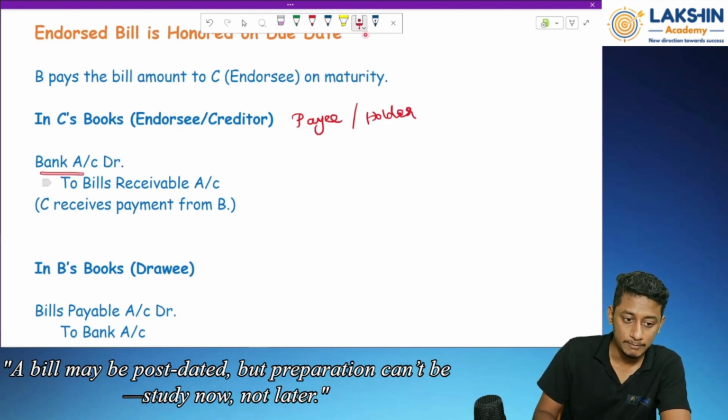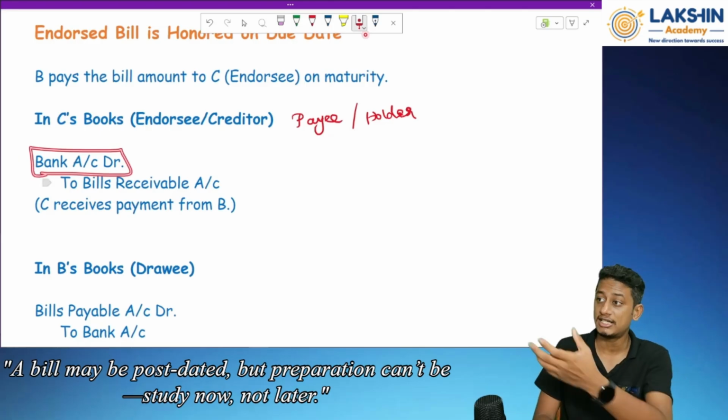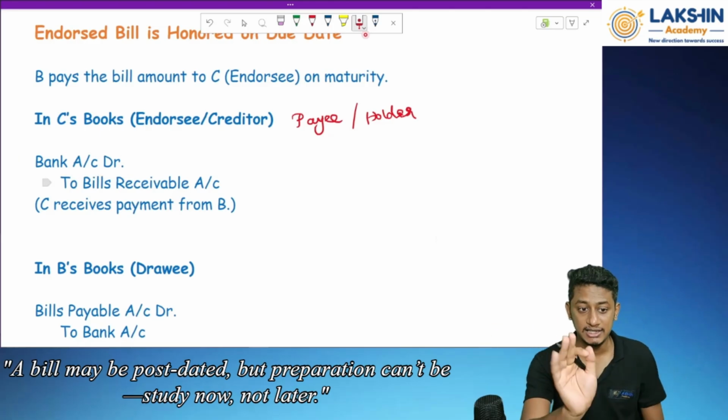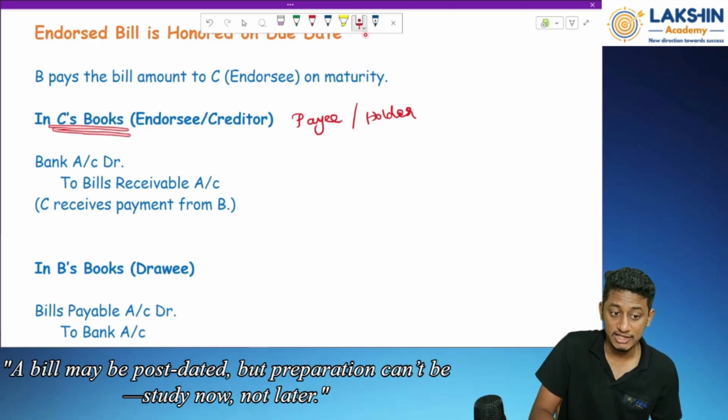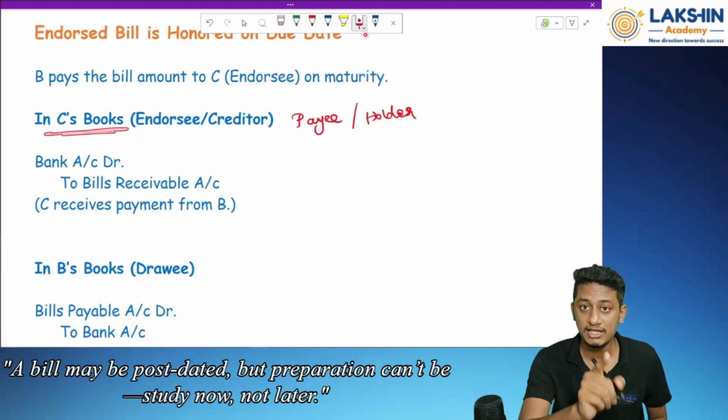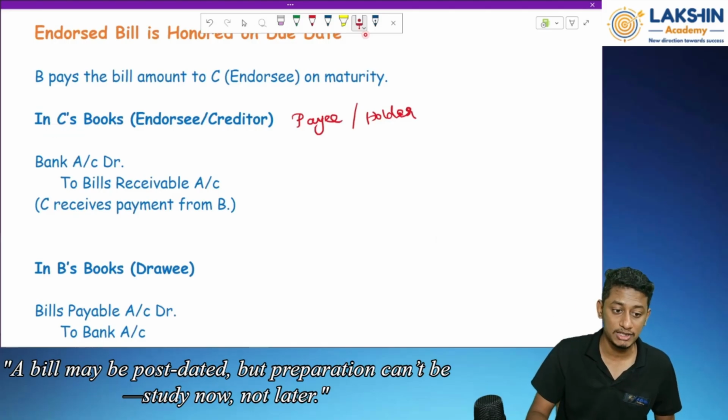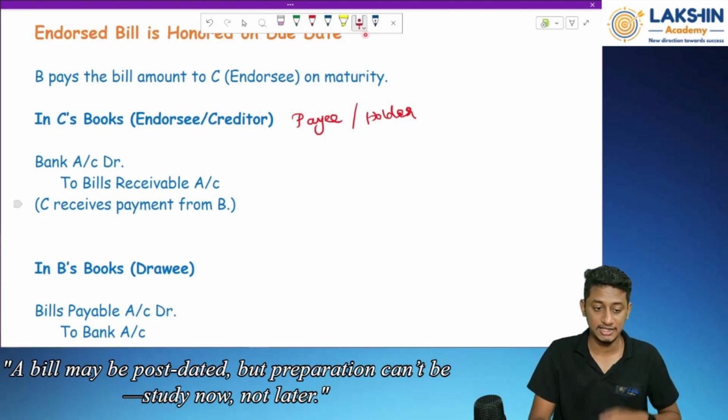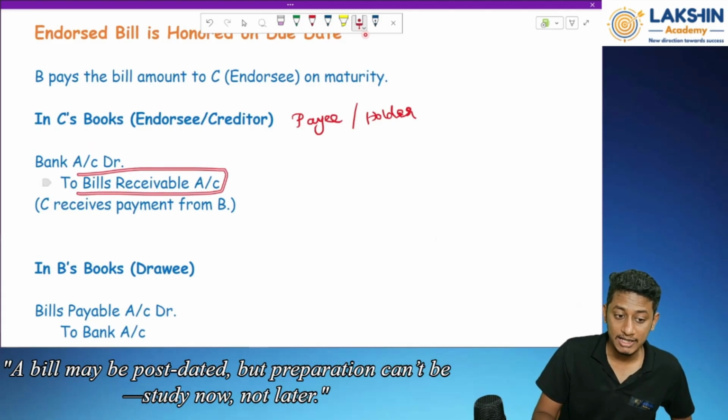So because of this, bank account will be debited. Why? Because he is receiving money. See, we are in the books of Mr. C. Remember this, okay? Don't get confused. Mr. C is receiving money. Whenever he receives money, bank account will be debited. Asset value increases in the books. And bills receivable account is being created.